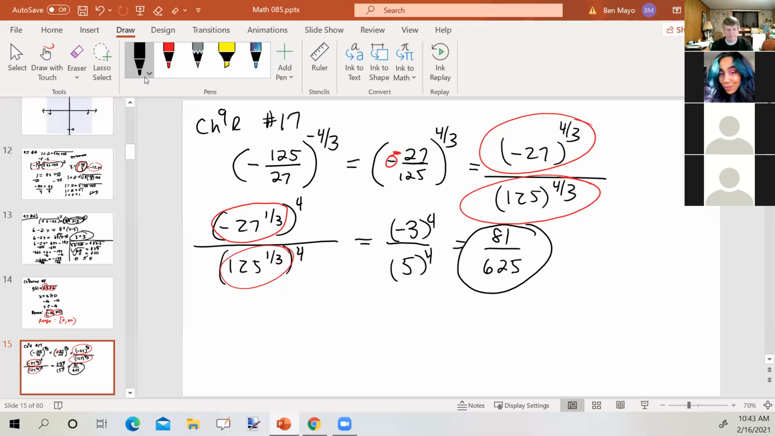Yeah, I tried doing this problem before, but somehow I switched the numbers. So I got the same answer, but they were just switched. So you got 625 over 81. Yeah. I wonder, did you do this? Did you take this negative and that negative and sort of make them cancel each other out?